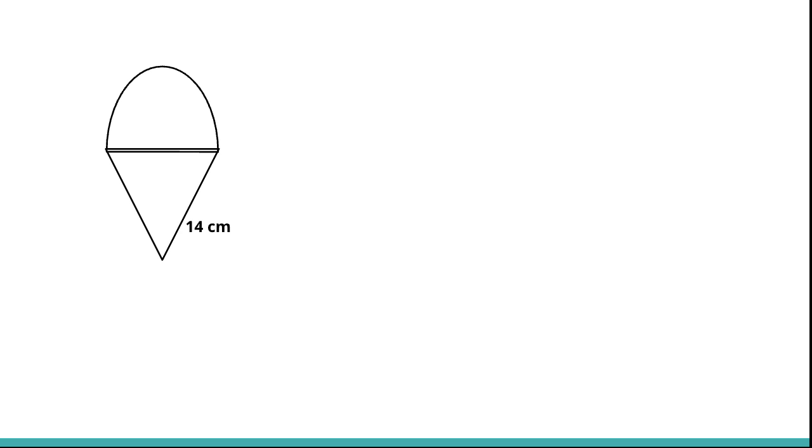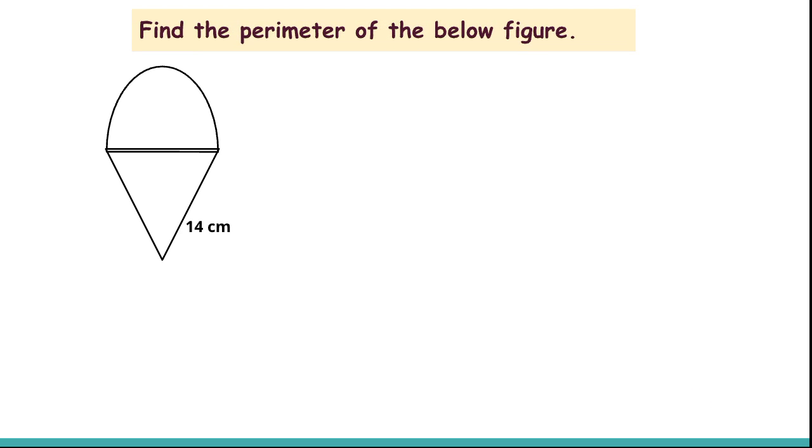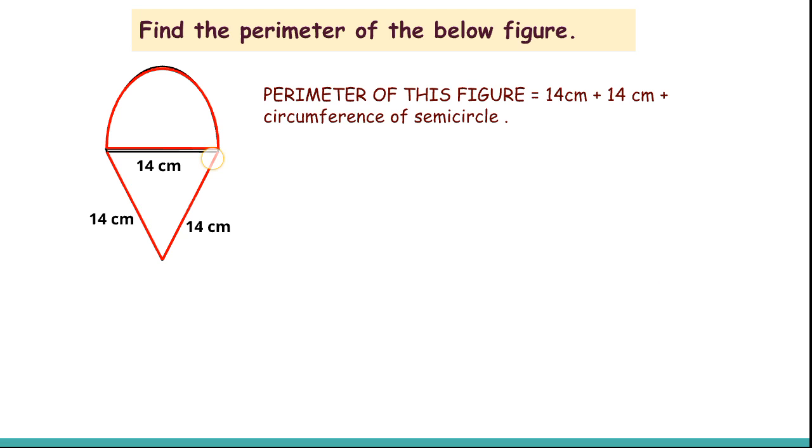Next example. This is the figure. We have to find out the perimeter of the below figure. The sides are given as 14 centimeters and 14 centimeters. Here the perimeter of the figure is nothing but side 1, side 2 and the curve. So this is 14 centimeters plus 14 centimeters plus the perimeter of the semicircle. We can see in this figure there is a semicircle over a triangle. So perimeter of this figure is 14 centimeters plus 14 centimeters plus circumference of the semicircle. Perimeter of the semicircle is nothing but circumference.